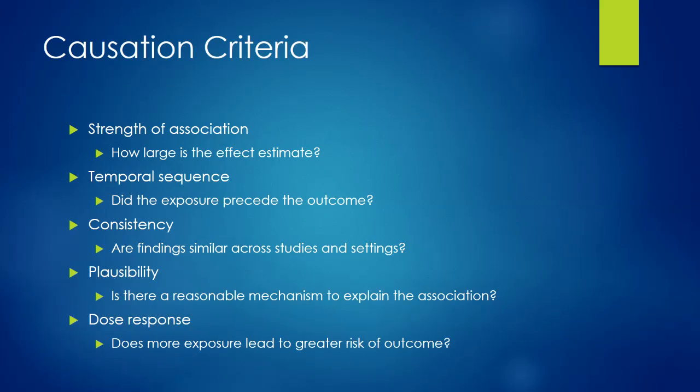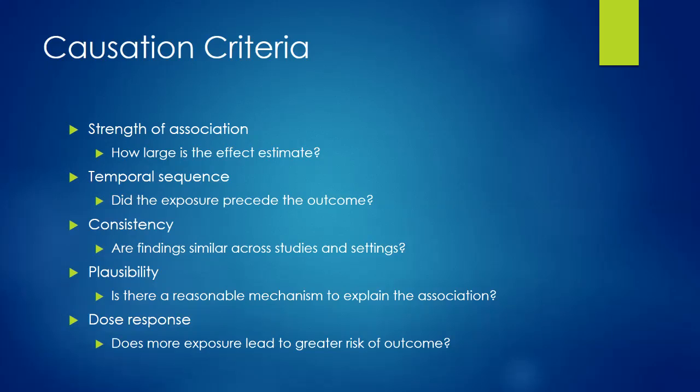Consistency is the third factor to consider. Are multiple different people in different studies, in different settings, different populations finding similar results, finding the same association? Plausibility is next. This is basically considering whether there's some mechanism to explain the association. And this could be biologic, or it could just be based on social conditions or social factors.